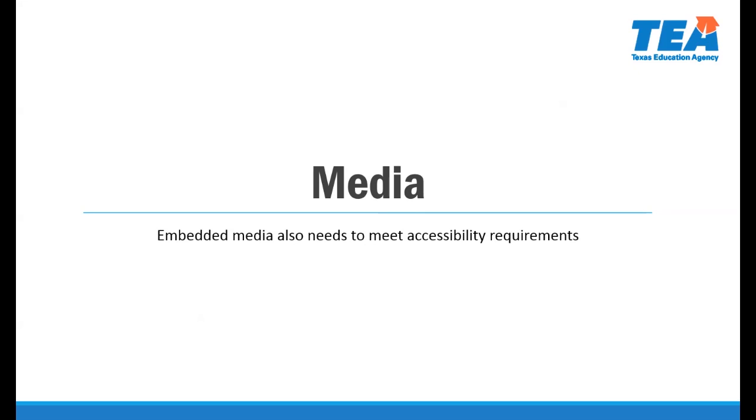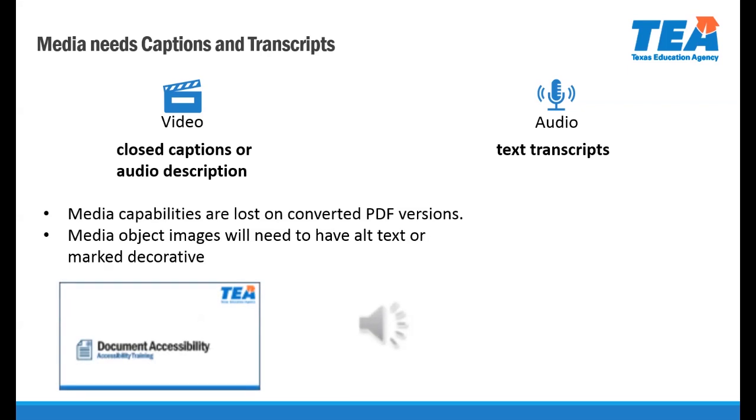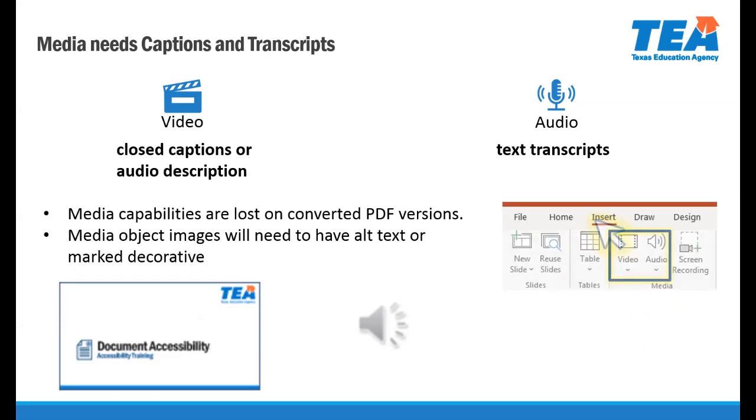Embedded media on your presentation also needs to meet accessibility requirements. Videos will need to be closed captioned or have audio descriptions. Audio clips will need text transcripts. Keep in mind that media capabilities are lost when converted to PDFs, and media object images on the slides will need to have alt text or marked as decorative.